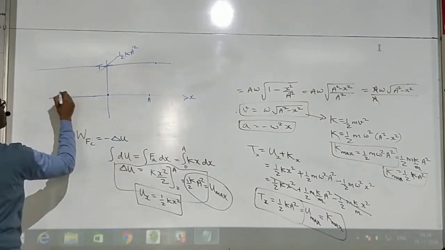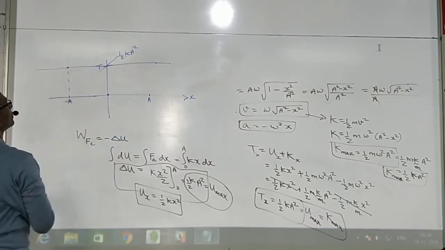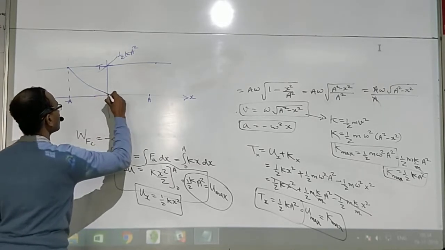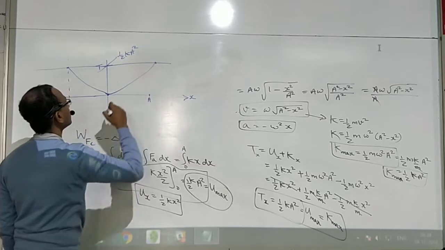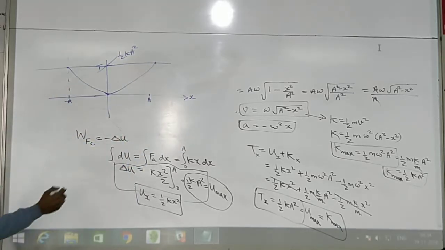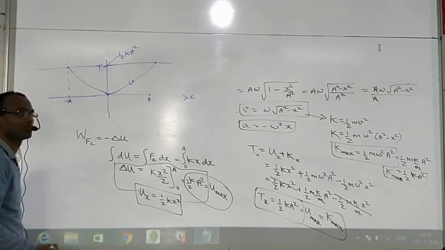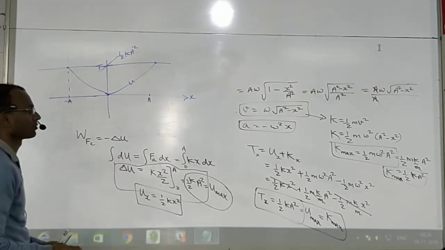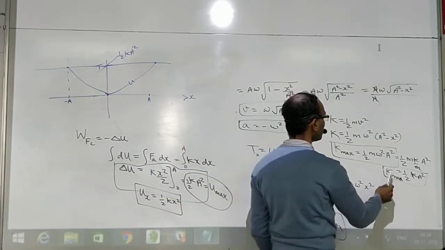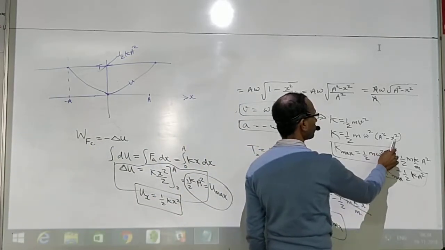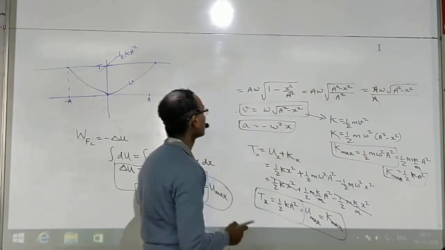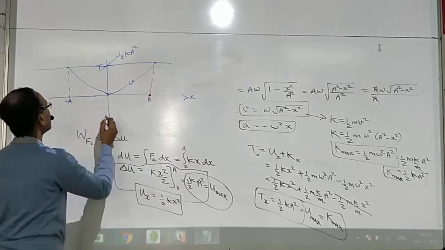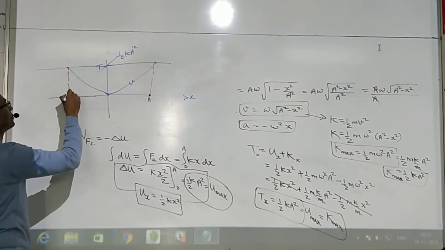So in between it varies like this. Agreed? So this is the potential energy curve. And what about kinetic energy? When x is maximum, which is equal to amplitude, it becomes zero. So when it is minus there also, it becomes zero.